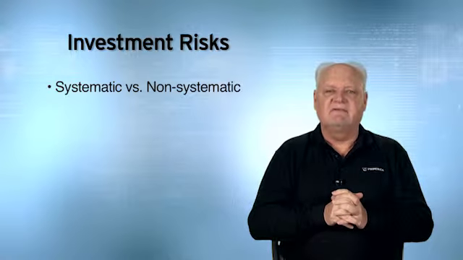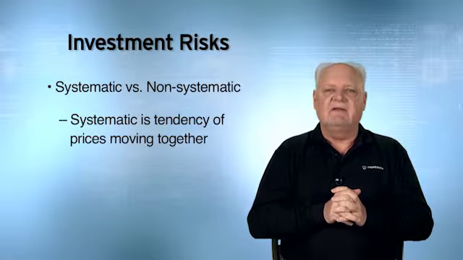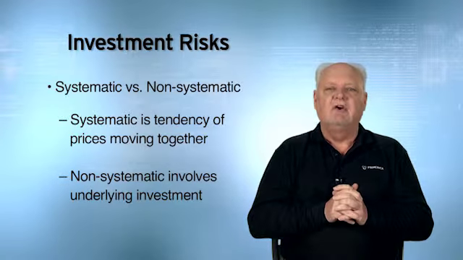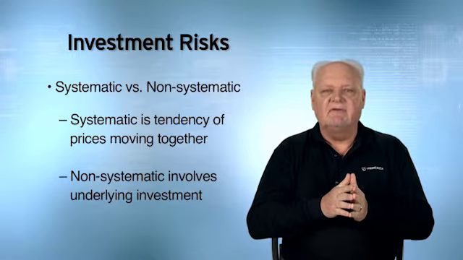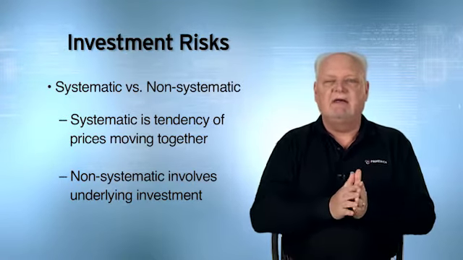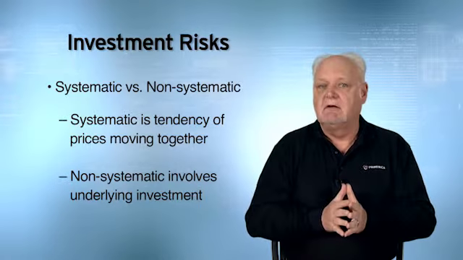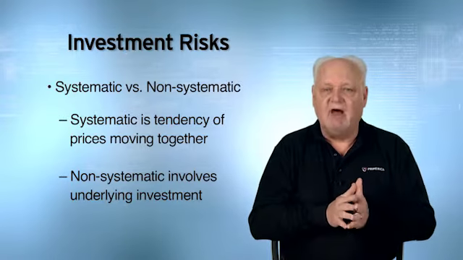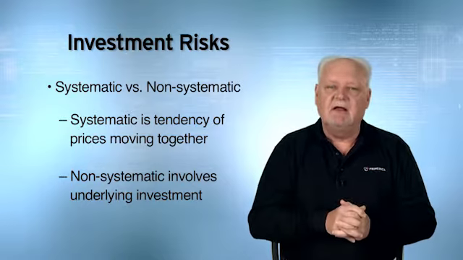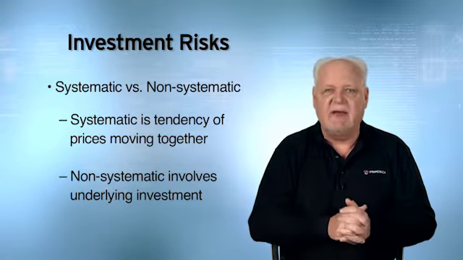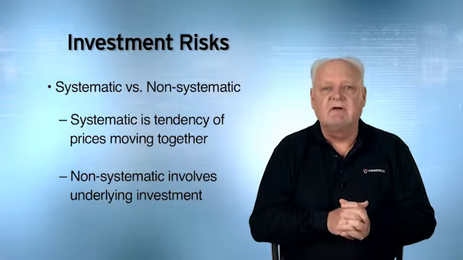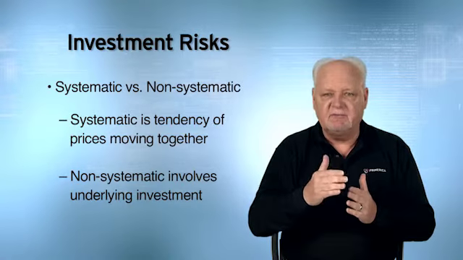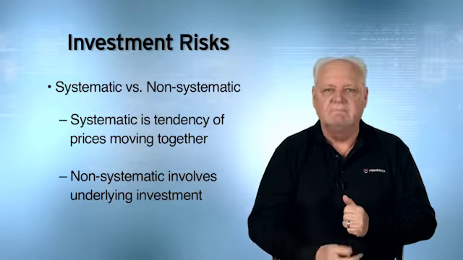Systematic versus non-systematic risk. Systematic is a tendency of prices moving together. Non-systematic involves underlying investments. So systematic risk would be market risk. You know, I buy stock in a company. Company's doing great, but the stock price of the company I buy falls in value because the market in general is falling in value. That would be a systematic risk. Non-systematic risk, that would be business risk. This has nothing to do with the market. This has to do with the underlying investment. The company is being run poorly.